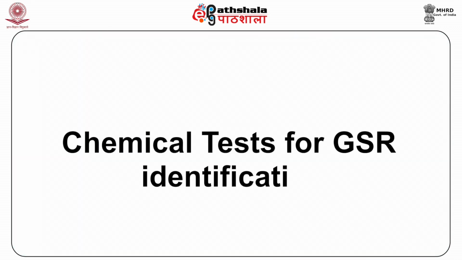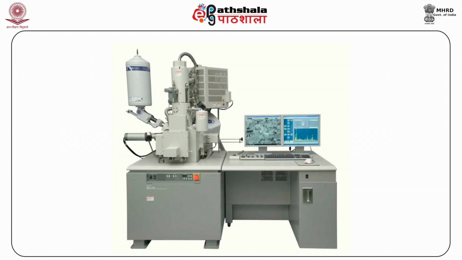Chemical test for GSR identification. In cases where a SEM is not available, the tests described can still be used. Excessive caution should be used with the interpretation of any results obtained from these tests, as none of them are specific. At best, the results could be presumptive and at worst only indicative.